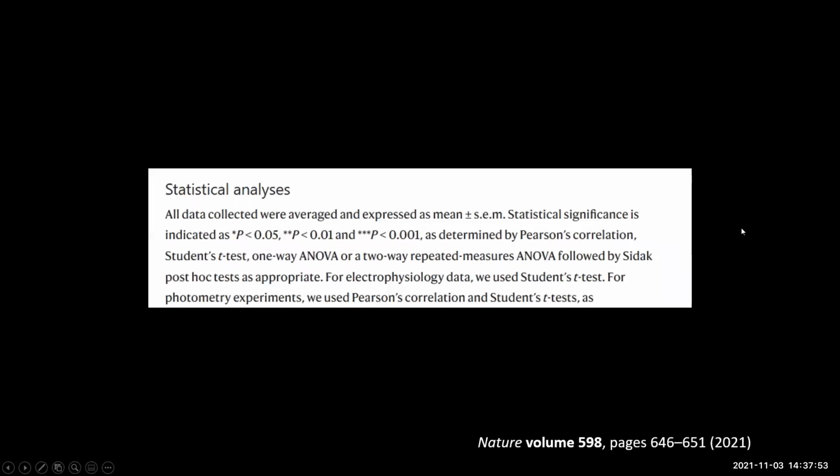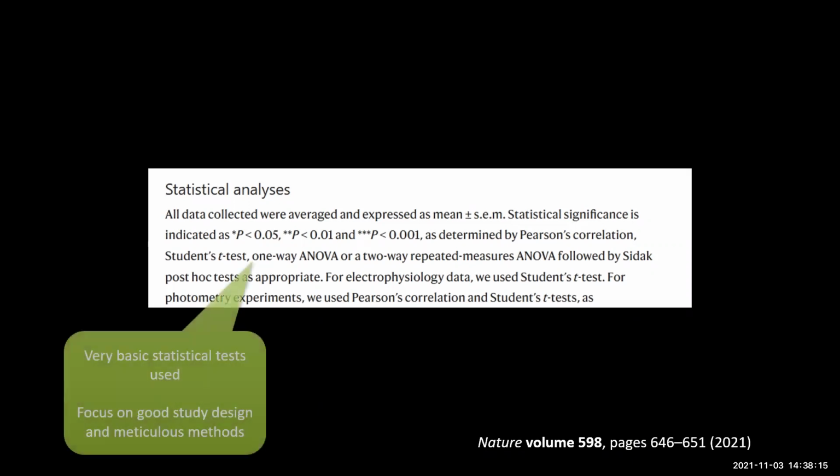This is a statistical analysis paragraph from the methods section from Nature. This is a very recent article, just last week. And if you look at the statistical analysis, it is extremely basic. There is nothing fancy here. Not even multivariate regression analysis. So the focus to get into Nature is not on fancy statistical tests, but rather on good study design and excellent methods and data collection.